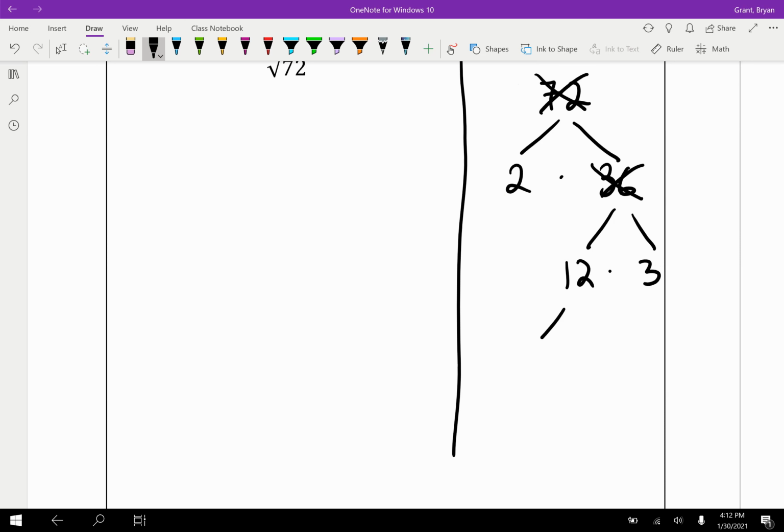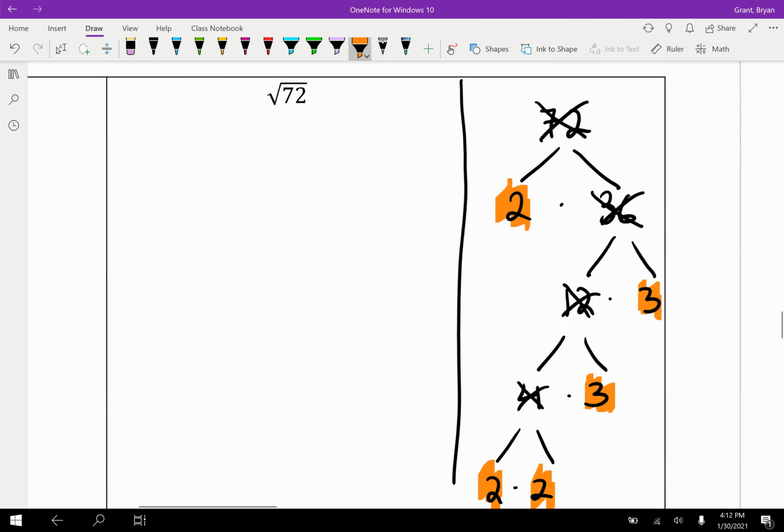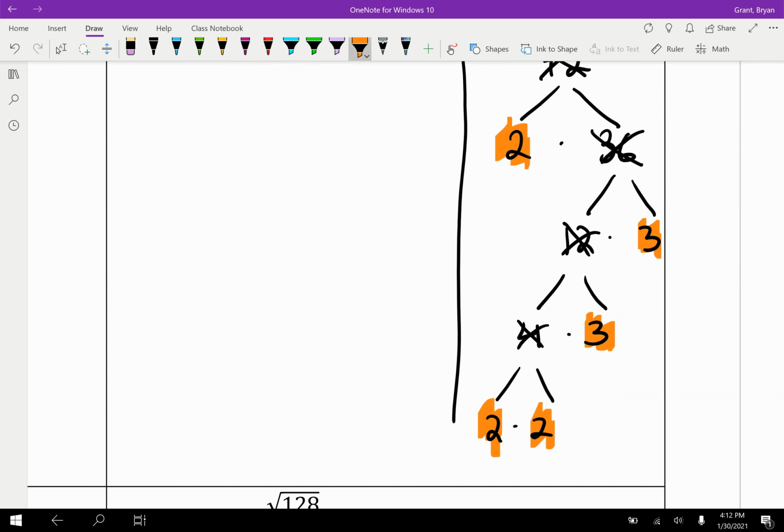Now, 3 doesn't break down, but 12 certainly does. 12 breaks down into, let's say, 4 times 3. You could have done 6 times 2. It doesn't matter. And then 4 breaks down into 2 times 2. So let's see what we have. We have 2 times 2 times 2 times 3 times 3. If you multiply all those together, what will that equal? That will equal 72.